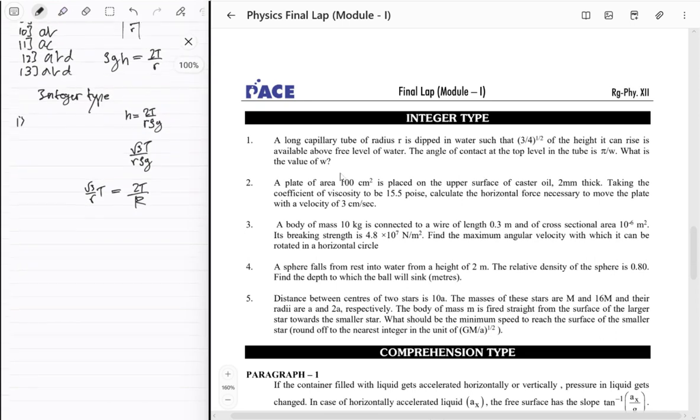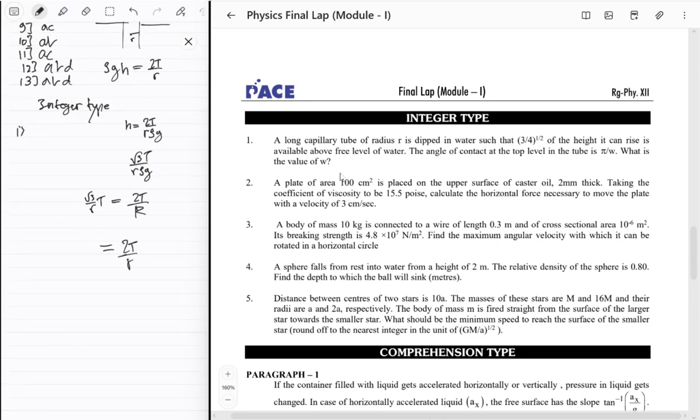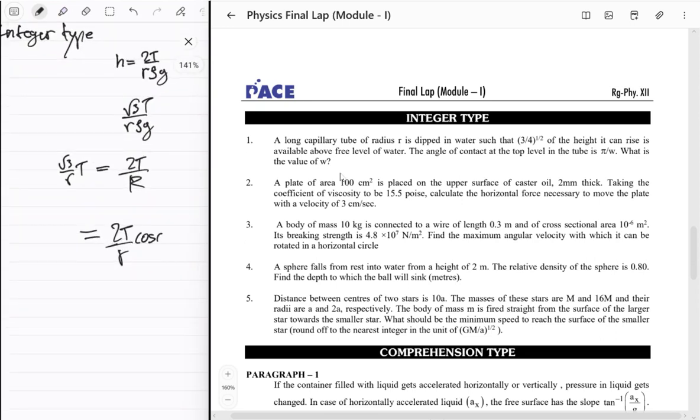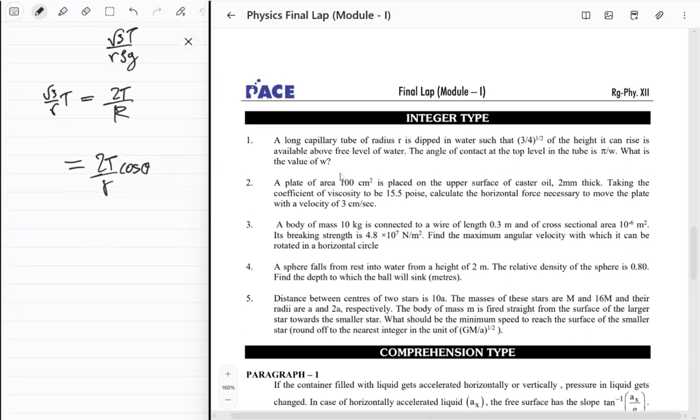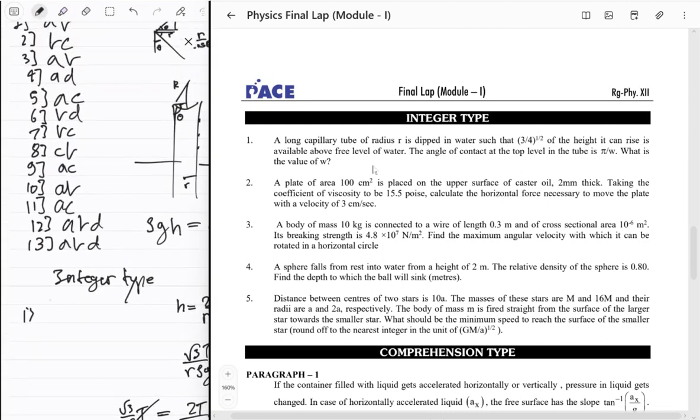So we divide by that. It's going to be equal to 2T upon small r times cosine theta. Isn't that right? Of course. So what does that mean? These cancel out. Square root 3 upon 2 is equal to cosine theta. So the angle of contact is just going to be pi upon 3. Sorry, pi upon 6, 30 degrees. So omega will just be 6. Next question.